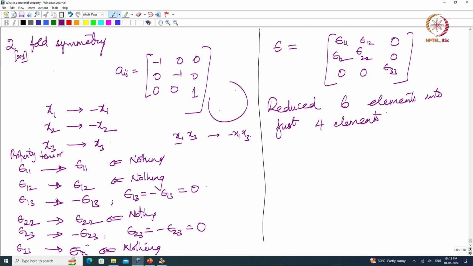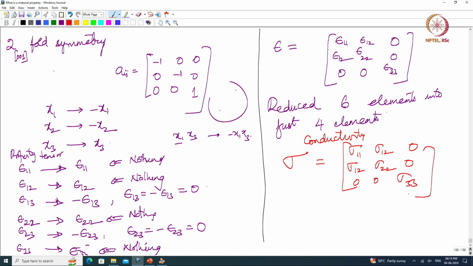Okay. Having said that, you remember our discussion. So, if I have sigma instead of epsilon, right, sigma is the conductivity. Conductivity is also a symmetric tensor, and conductivity also has sigma 1 1, sigma 1 2, 0, sigma 1 2, sigma 2 2, 0, 0, 0, sigma 3 3, right. So, two-fold symmetry, or you can also do the same, mirror also acts similarly. Will have a similar effect.